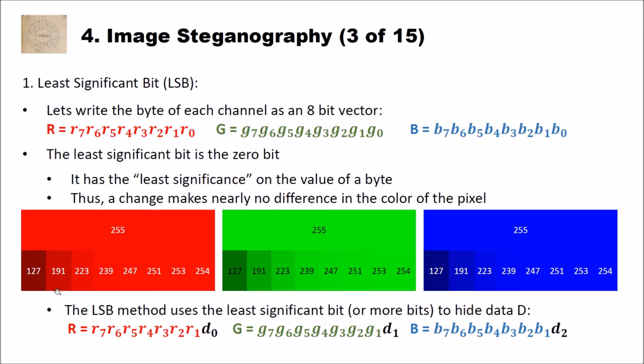And the LSB method uses the least significant bit, or maybe also more bits, of each channel to hide data. Let's assume we only use the 0 bit, the least significant bit. Then we have the red channel here with a change in this bit for our hidden data. Then the green channel here with a change in this bit, also the least significant bit of the green channel, and the same in the blue channel. And we do this for all the pixels to hide our data.